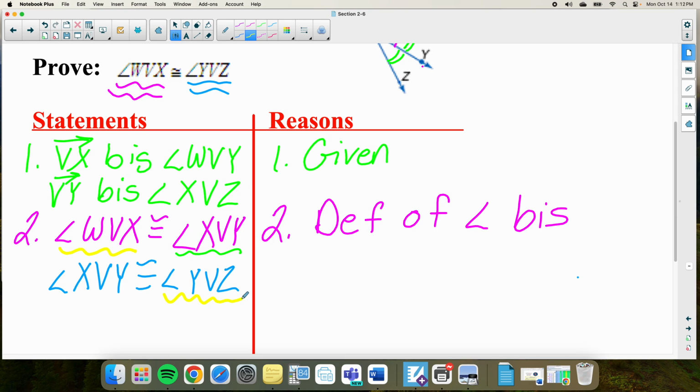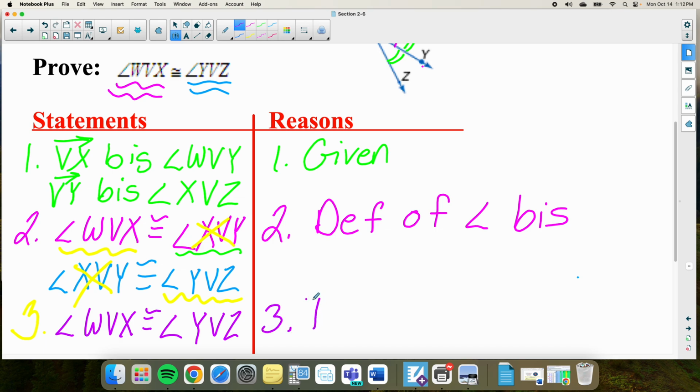So with transitive, if this one and this one are the same, those cancel. And what you would say then is that angle WVX is congruent to angle YVZ, and that is by transitive property. And so that one is done then.